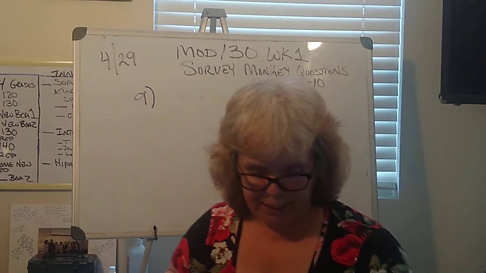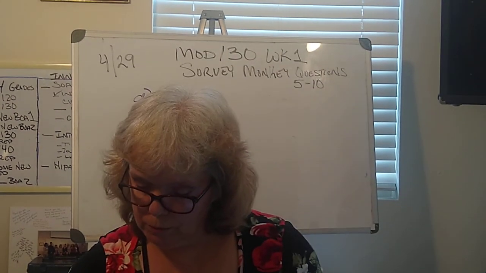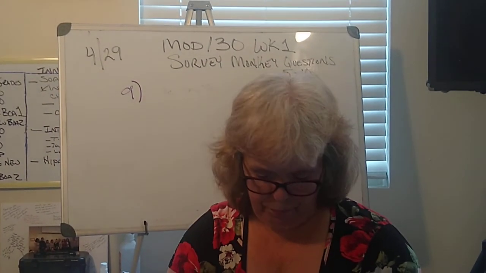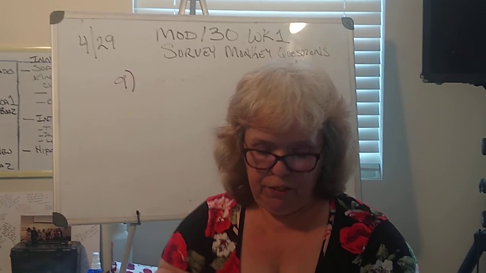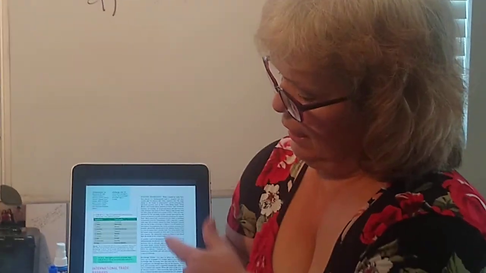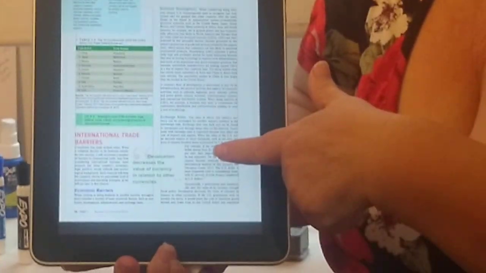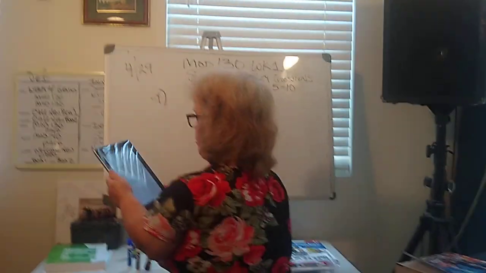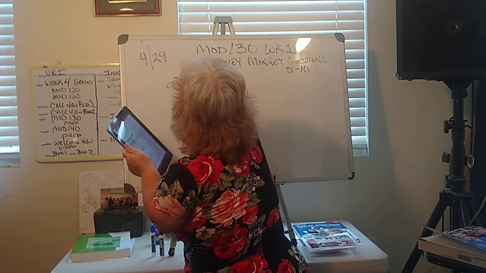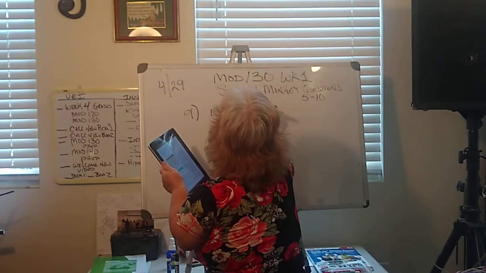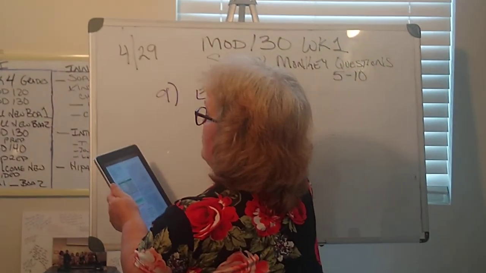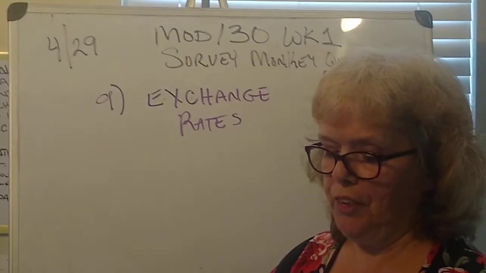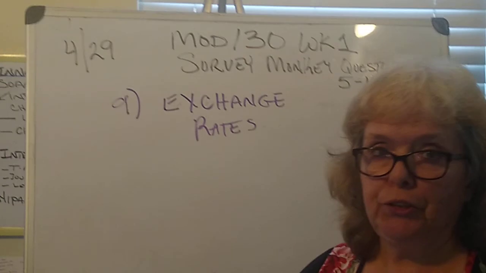It's on page 60, I said, right? Yes. Oh, I'm sorry, 58. I was looking at the wrong page. 58, and it's down here in the second column at the bottom. Okay? And it says exchange rates. Exchange rates. This is the ratio at which one nation's currency can be exchanged for another nation's currency.